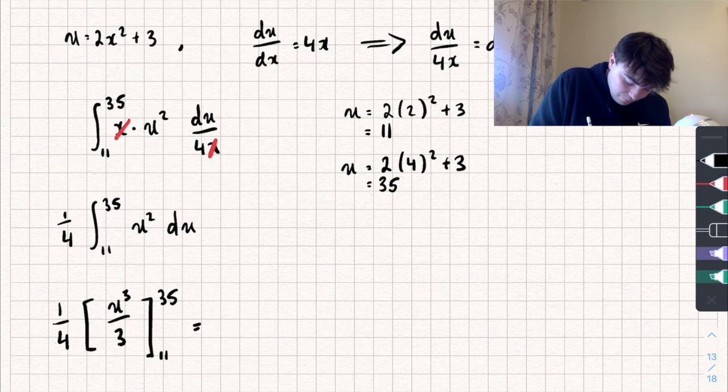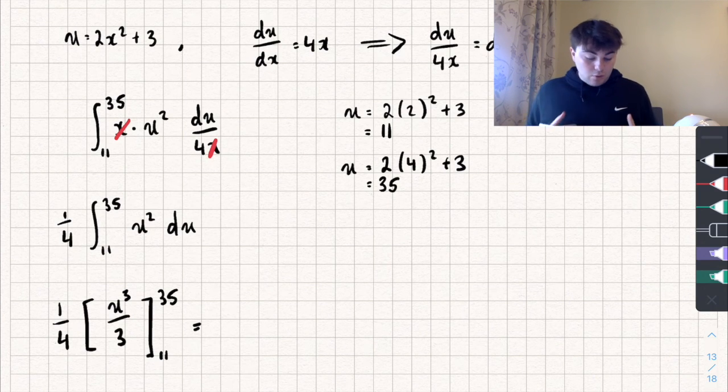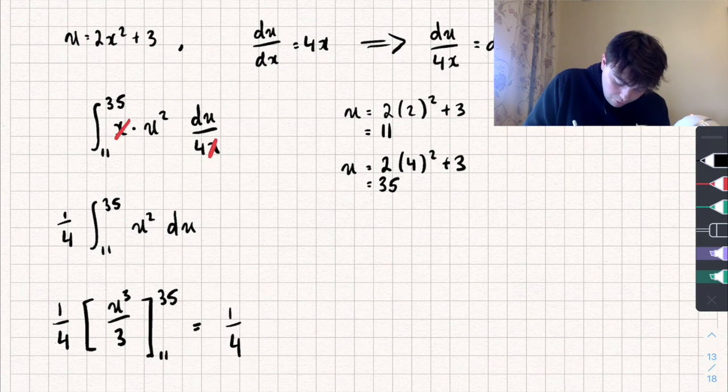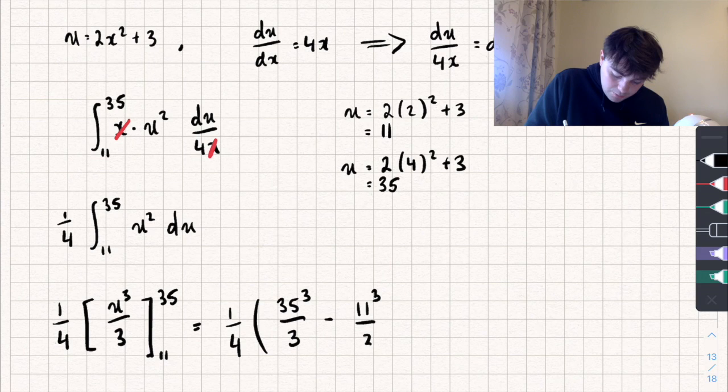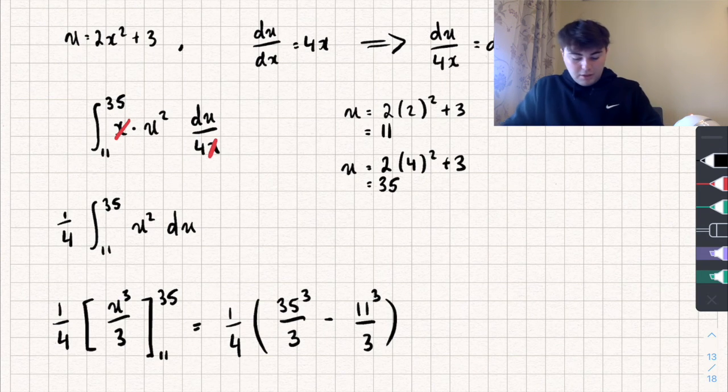and 35. So when we're calculating a definite integral like this, we're going to substitute in the upper limit and then subtract what happens when we substitute in the lower limit. So we've got 1/4 multiplied by 35 cubed divided by 3, subtract 11 cubed divided by 3. And I obviously can't do that in my head, so I'm going to quickly use a calculator.